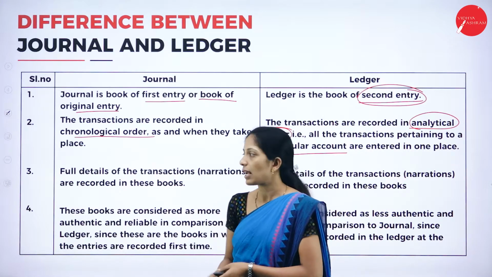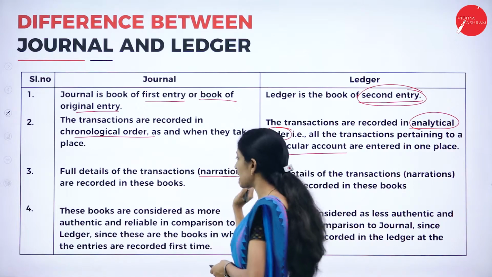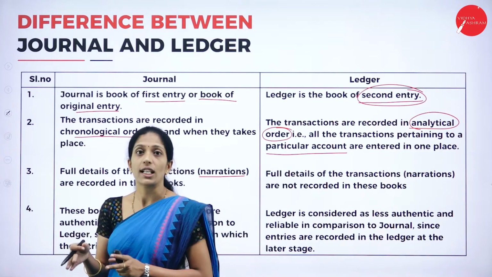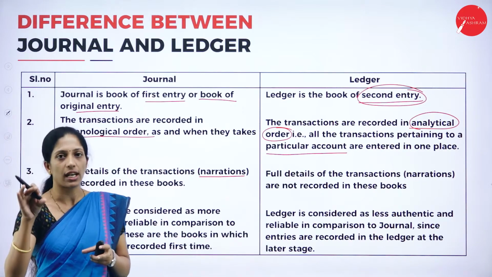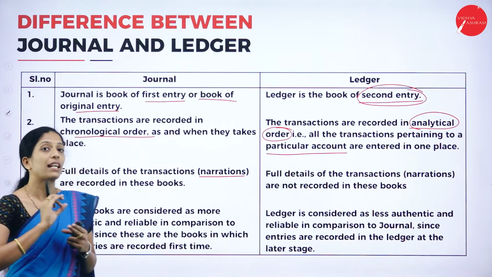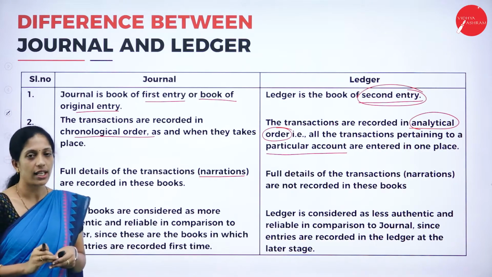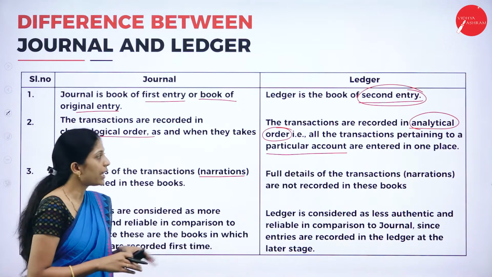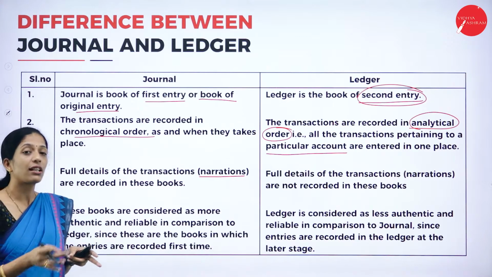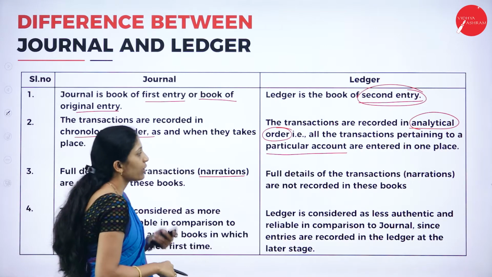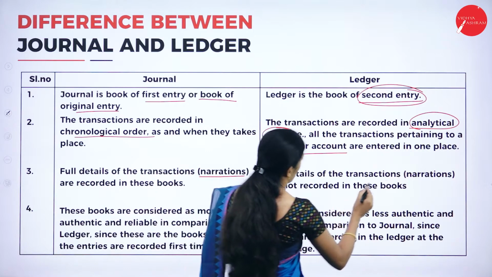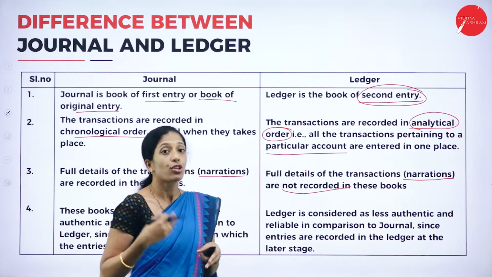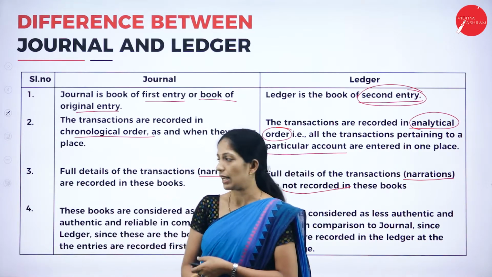Now, coming to the third difference, full details of the transaction, that is narration, are recorded in these books. So, in journal, we will record the narration. After each and every journal entry, in the bracket, we have to write a brief explanation about that journal entry, which is called as what? Narration. So, you have learnt about the narration. Now, what about ledger? In ledger, there is no necessity of narration. Full details of the transaction, that is narrations, are not recorded in these books. So, in ledger, we are not going to record the narrations.